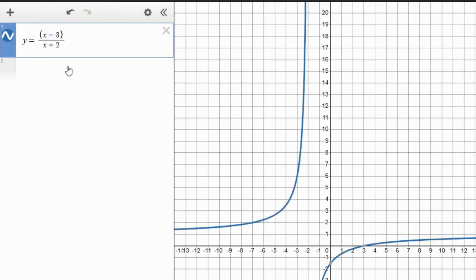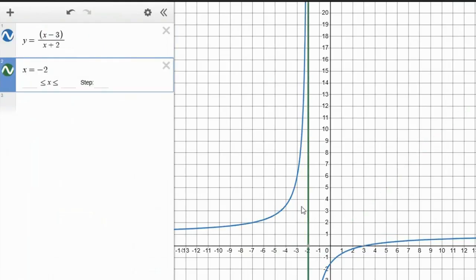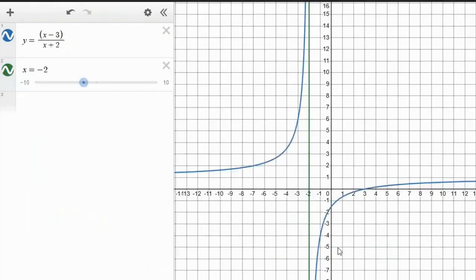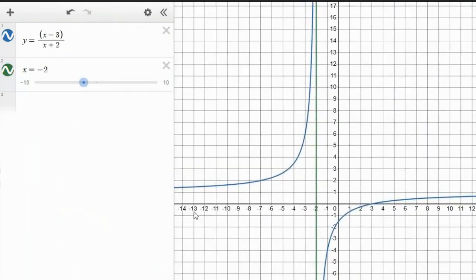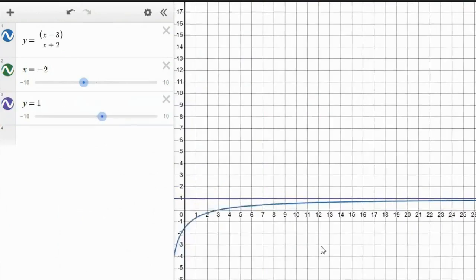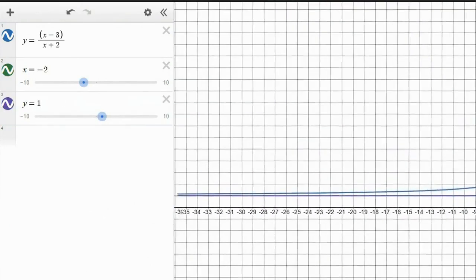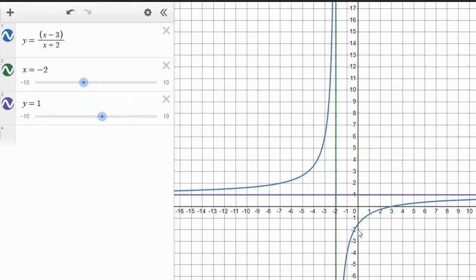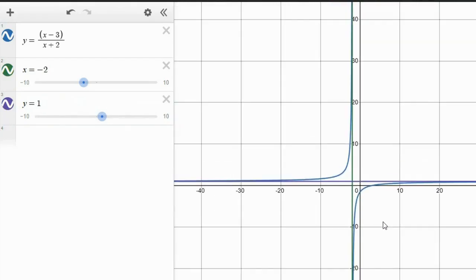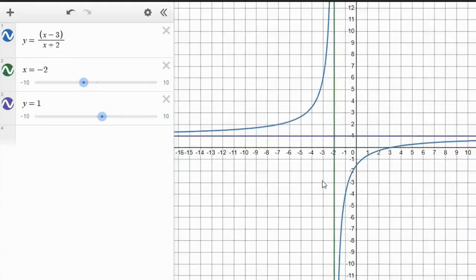So we said there's a vertical asymptote at x equals -2. And there it is, we see it in green. And we said the horizontal asymptote is y equals 1. And there it is. So look at Desmos to double check ourselves. That is exactly correct. Those are the asymptotes for this rational function.